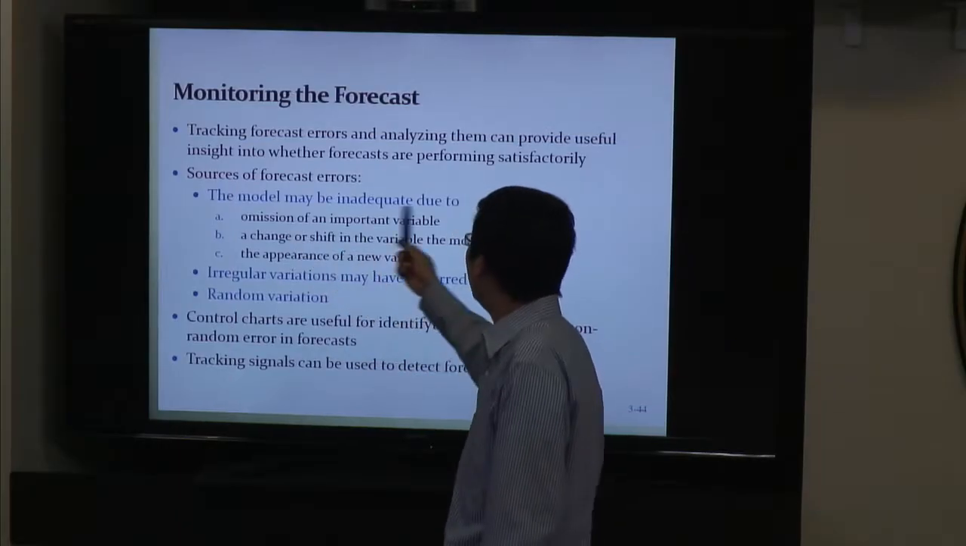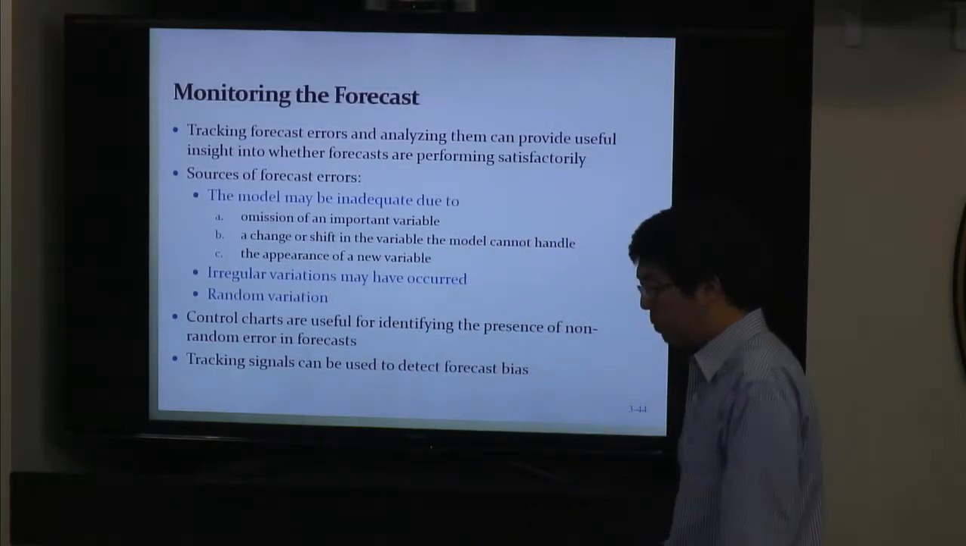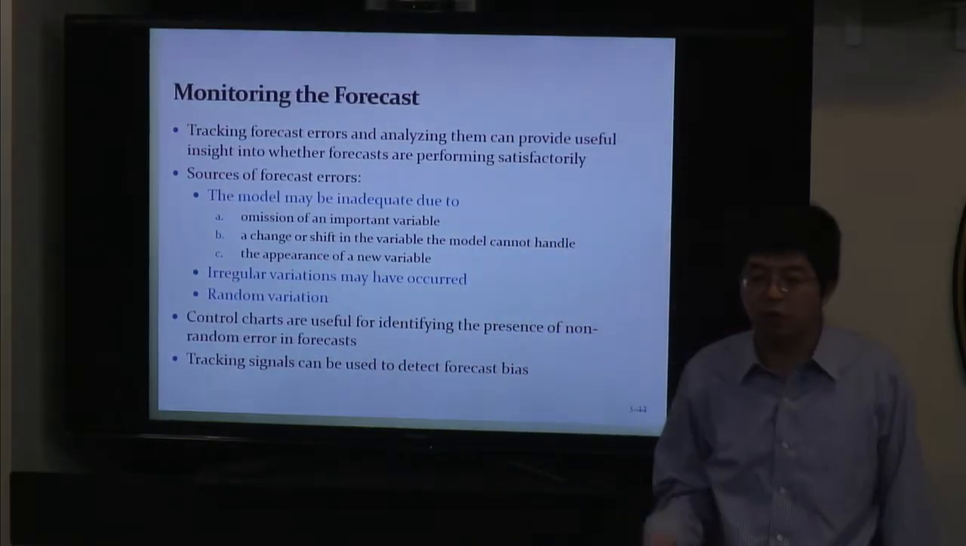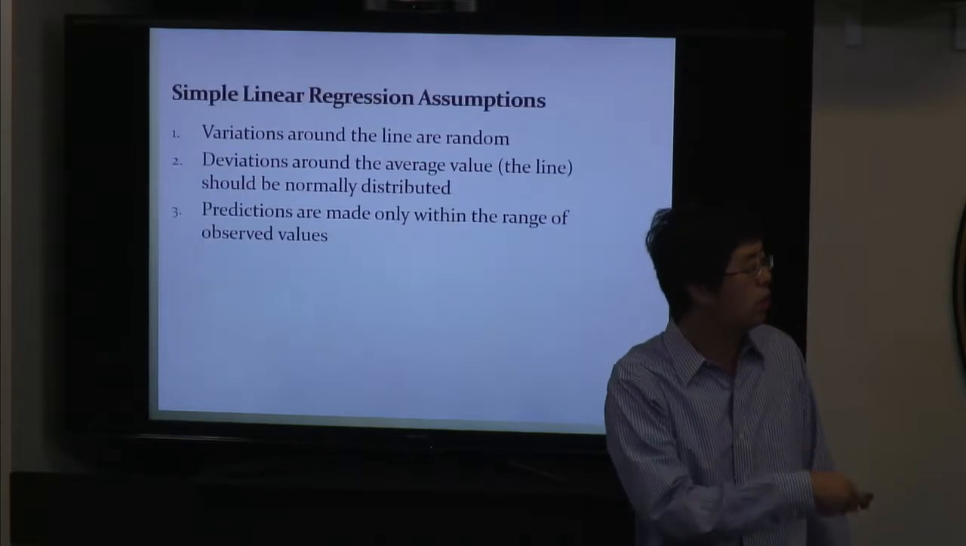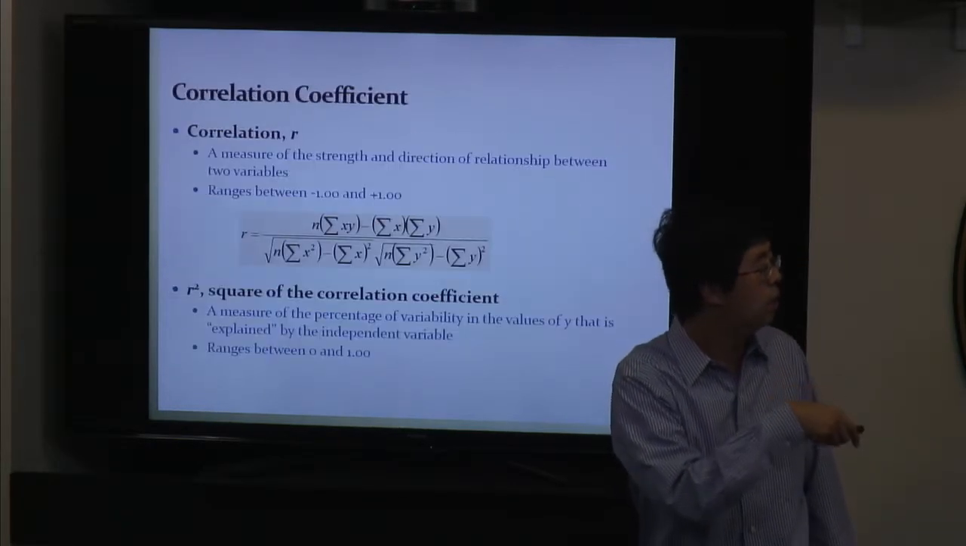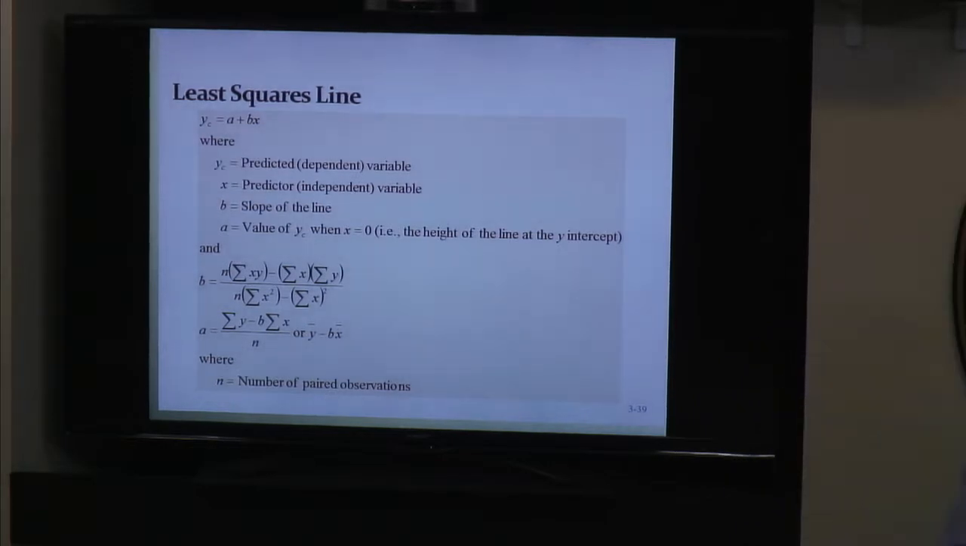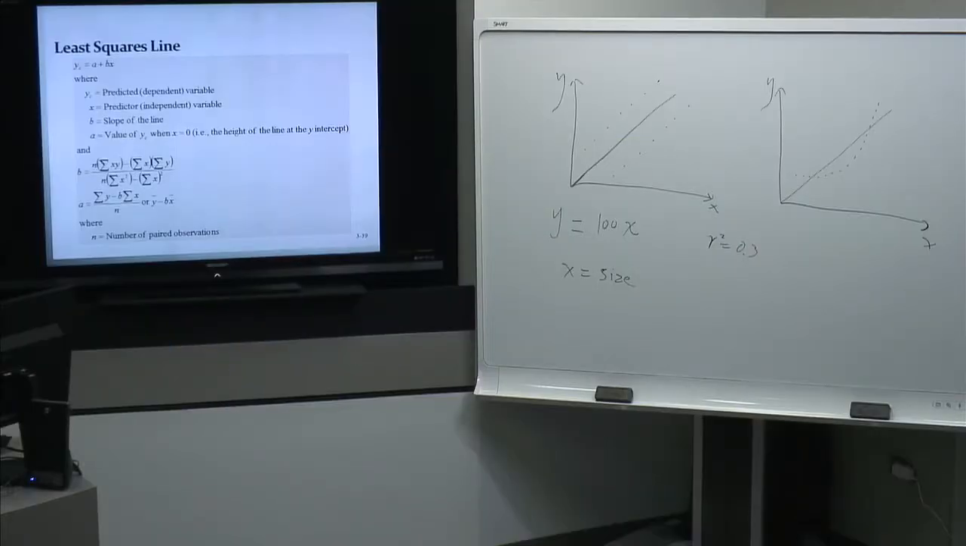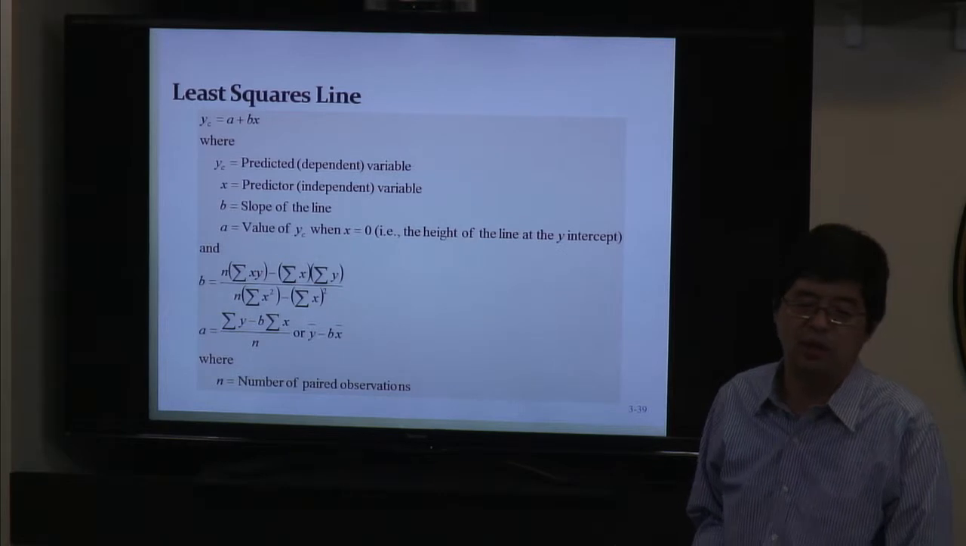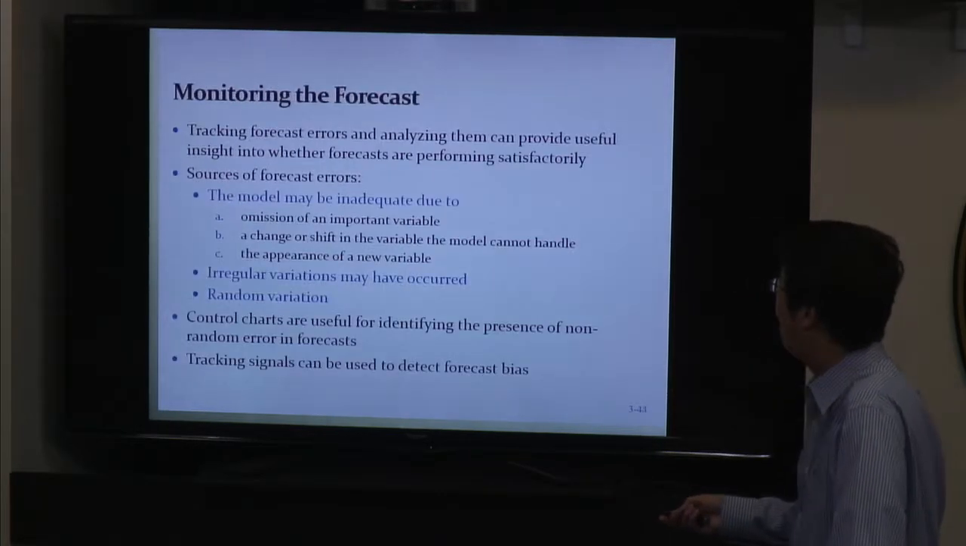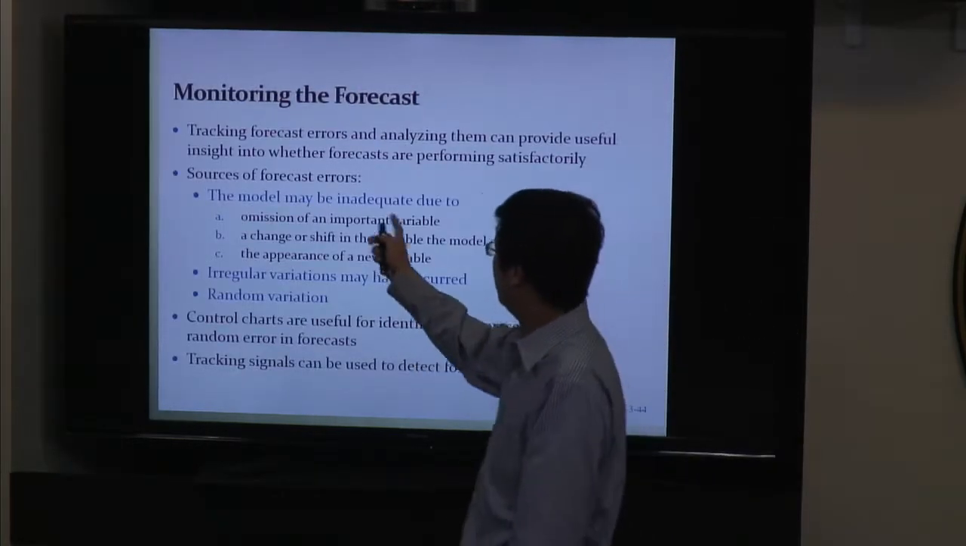The model may be inadequate. For example, we use a simple regression model, which means we only have one variable here, X. Then we know that to forecast the house price, property size alone is probably not enough, or at least not accurate. So that can be the problem why we are not doing very well.